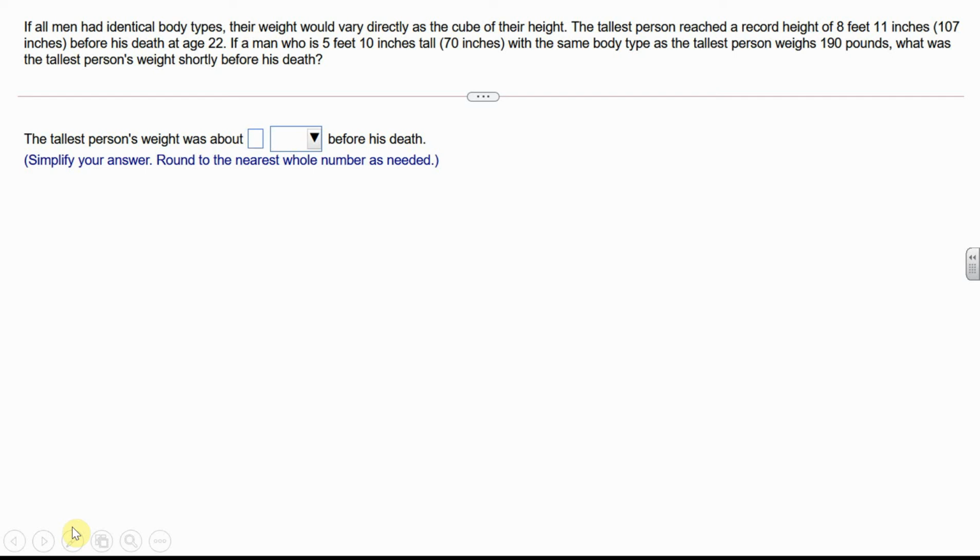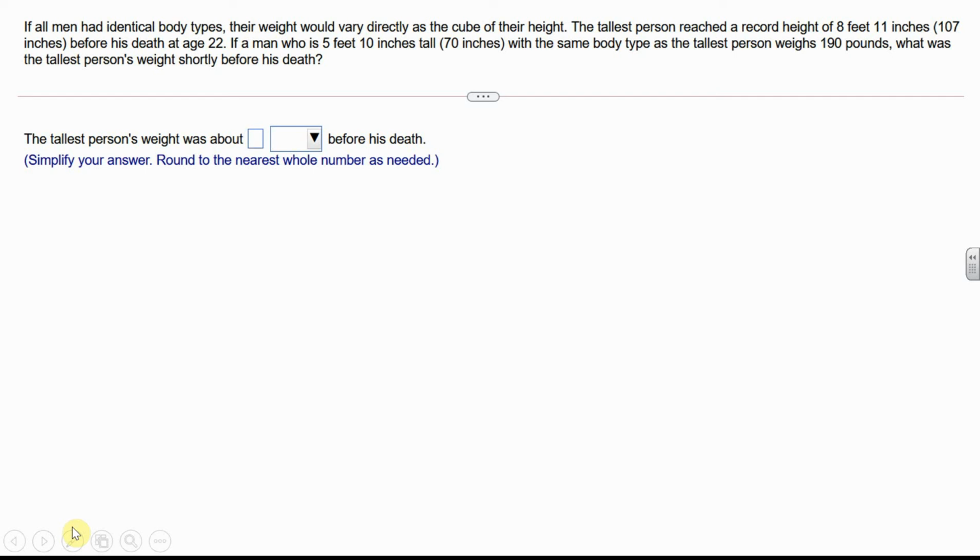So the tallest man reached a record of 107 inches before his death at 22. If a man who is 5 feet 10 inches tall, that means 70 inches, with the same body type as the tallest person, weighs 190 pounds, what was the tallest person's weight shortly before his death?